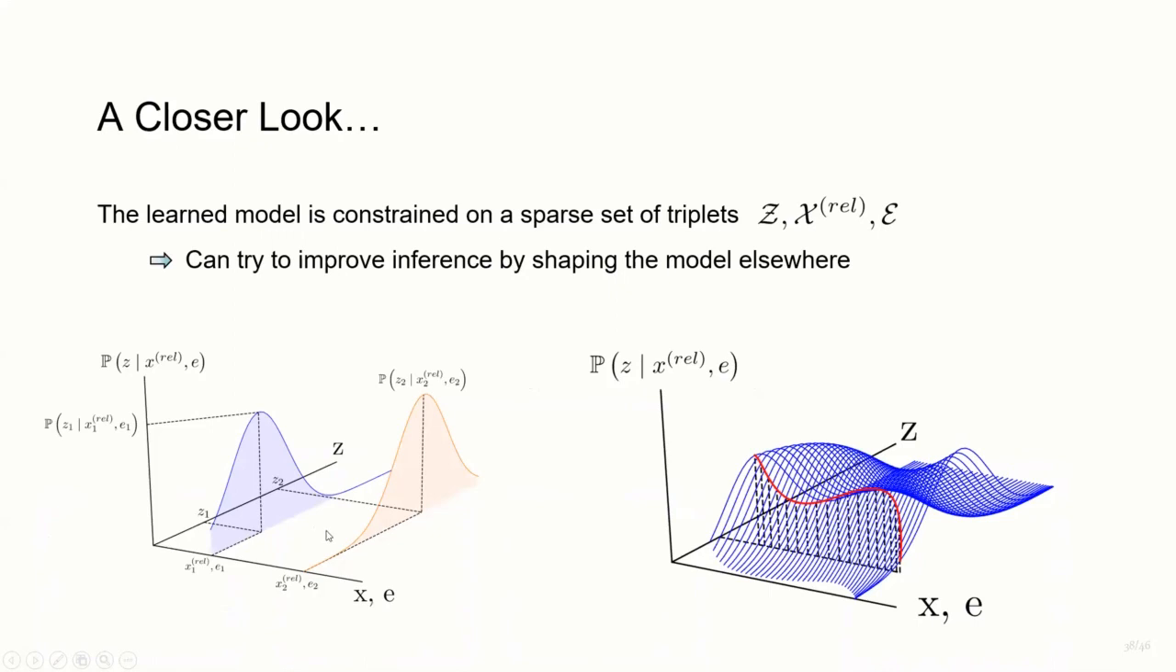I'll just briefly mention it. I realized that my time is nearly over. So the thing is, say we're trying to learn this model, which is this surface. The training set constrains this model. The training set consists conceptually of triplets: relative pose, ground truth representation, and a frame obtained. And it constrains the model at a sparse set of these triplets. And we want to try to improve inference by shaping the model in between those triplets.